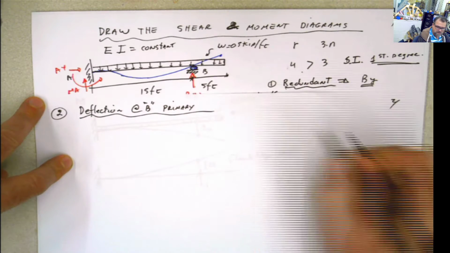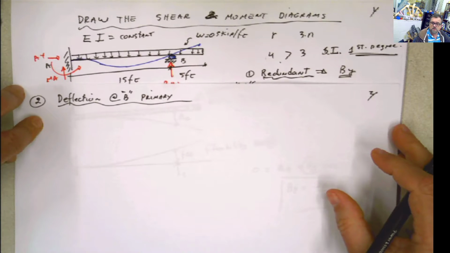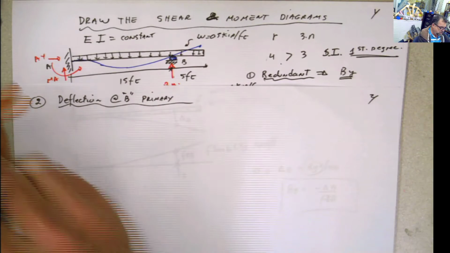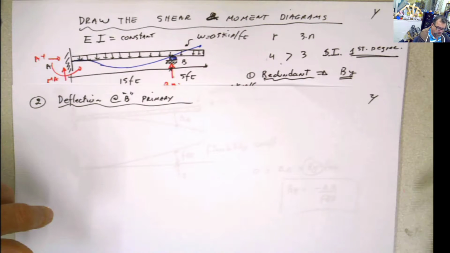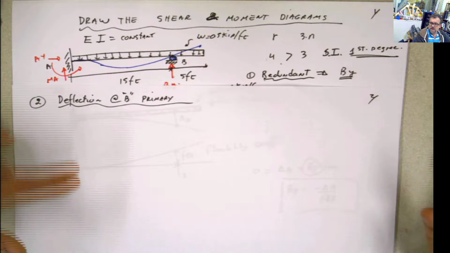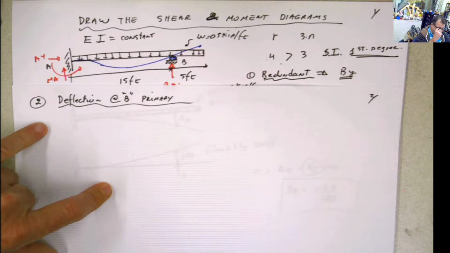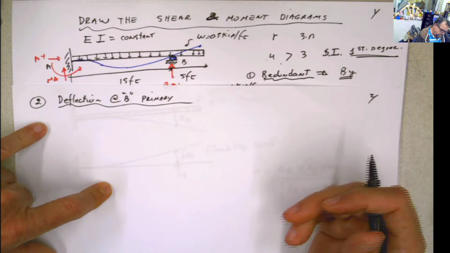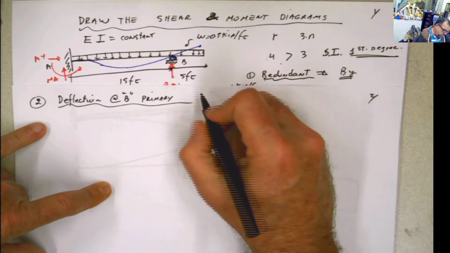How you calculate that deflection is up to you. Your professor probably is going to ask you to use a particular methodology for that. You can use virtual work, you can use area moment, you can use conjugate beam, you can use tables for that. You can use Castigliano. But for this example, because I'm interested in you practicing virtual work, we're going to use virtual work.